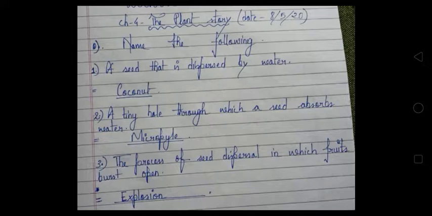It's coconut. The second one is a tiny hole through which a seed absorbs water. What is the name of the tiny hole through which a seed absorbs water? It's micropyle. The third one is the process of seed dispersal in which fruits burst open. What is the name of the process of seed dispersal in which fruits burst open? It's explosion.